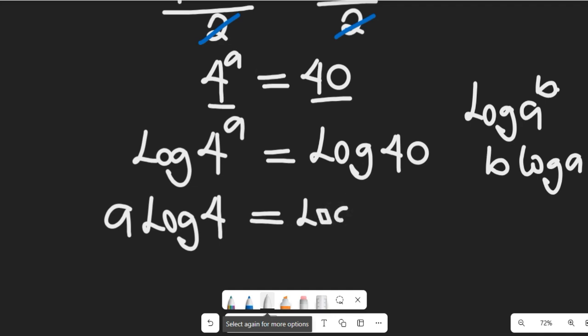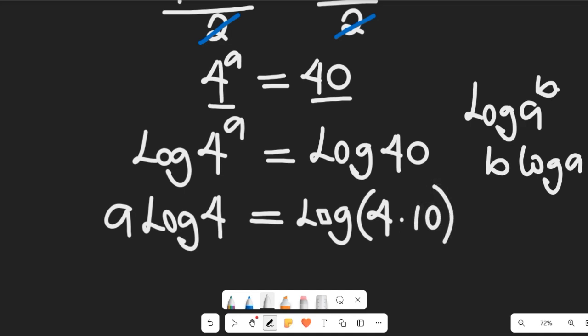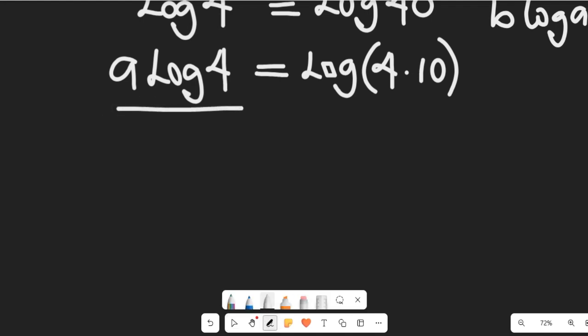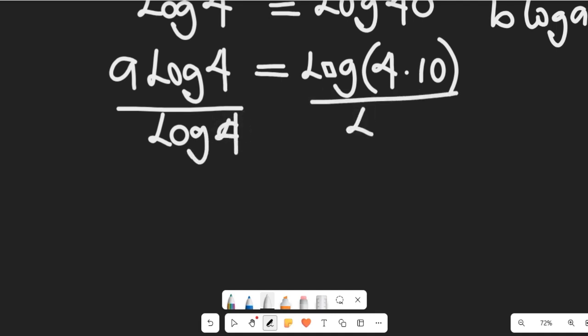log of, I'll have this to be 4 multiplied by 10, right? 4 multiplied by 10 will give me 40. Good. So what do I do here? I'm going to divide this by log 4 so as to isolate my a, and I'll divide here by log 4, and then with that I can have a value for a.